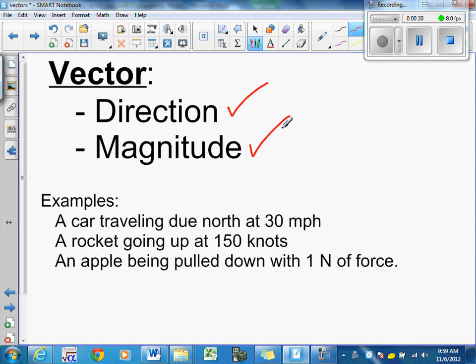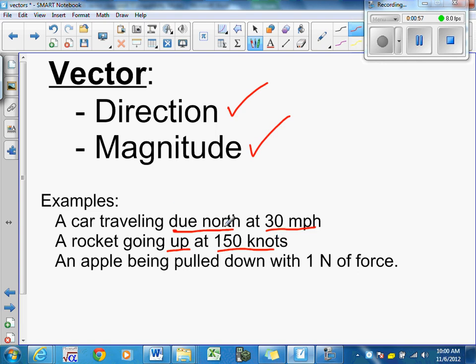You need both of those to have a vector. So let's look at some examples. A car is traveling due north at 30 miles an hour. Its direction is due north. Its magnitude is 30 miles per hour, how fast it's going. A rocket is going up, its direction, at 150 knots. Its magnitude, how fast it's going.